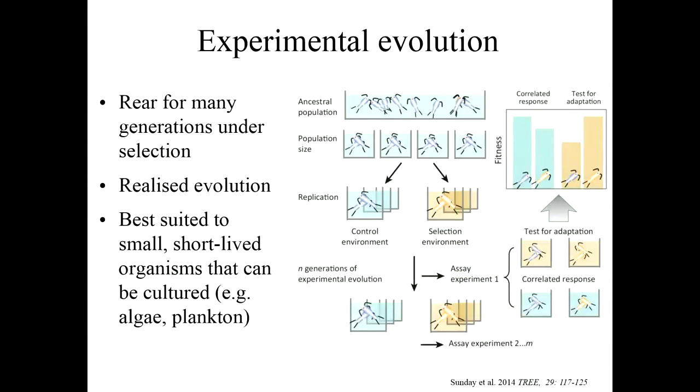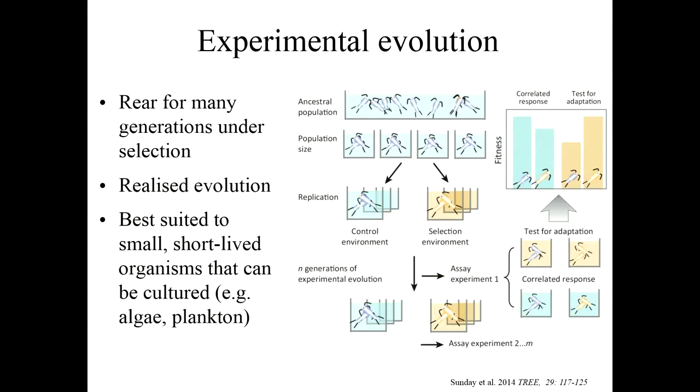Another way that is increasingly being used is a process called experimental evolution. This is a pretty cool and really fairly intuitive approach, where you just basically rear animals for many generations under selection, and you look at realised evolution. So you don't really care how it happens, what the process is, other than do they adapt or not.